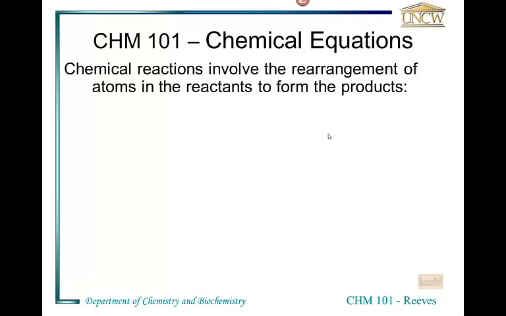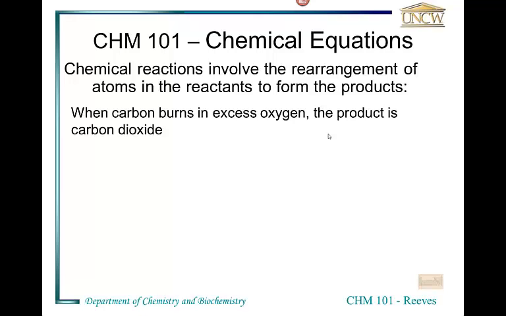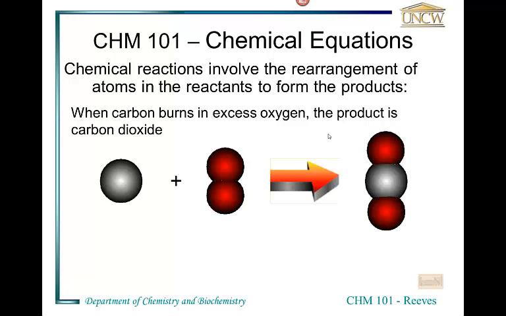So we can start with the simple case of burning carbon. When carbon burns in excess oxygen, the product is carbon dioxide. We can symbolize that on the microscopic or submicroscopic level as follows. You have here one carbon atom, and it's reacting with two oxygen atoms in the form of an oxygen molecule to form carbon dioxide, which is a molecular compound. You can see that there's one carbon atom on the left and one on the right. You can see that there are two oxygen atoms in the form of an oxygen molecule on the left and two on the right. So this represents a balanced equation already.